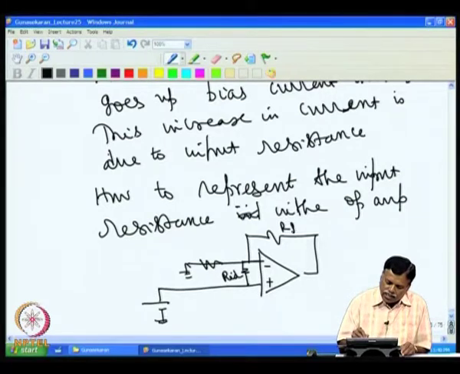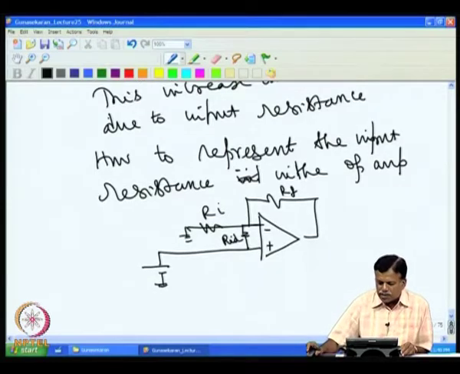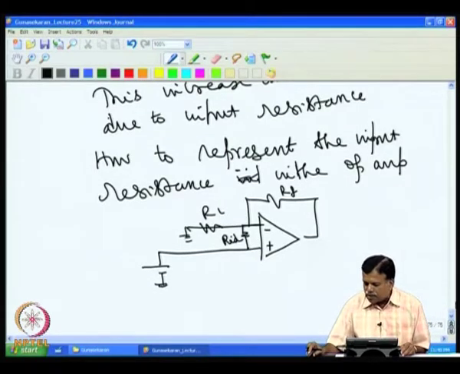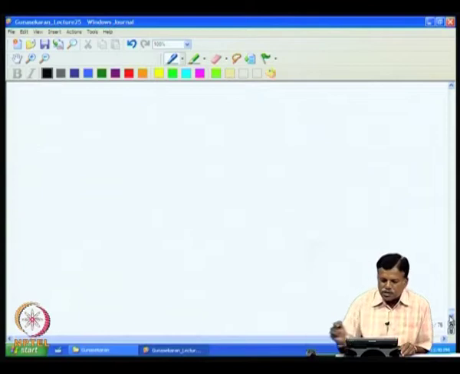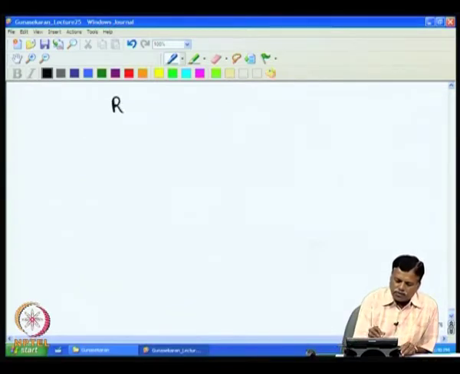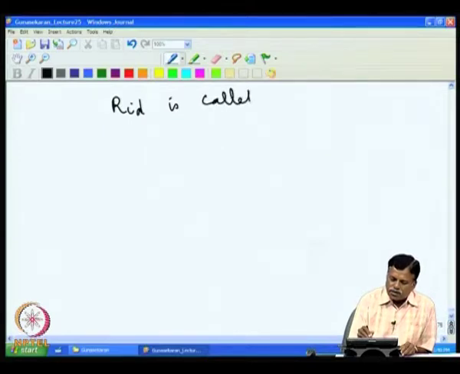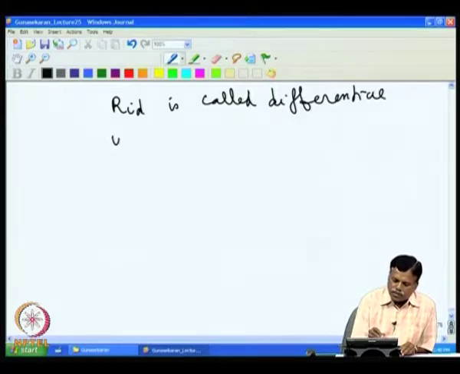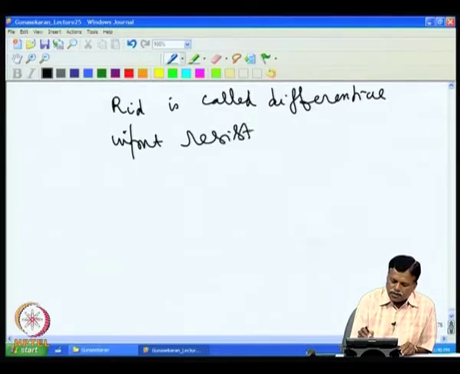These are the two gain setting resistors, RF and R1. So, RF and R1 are the gain setting resistances, and RID is taken as an equivalent input resistance. RID is called the differential input resistance. Differential input resistance of the op amp.